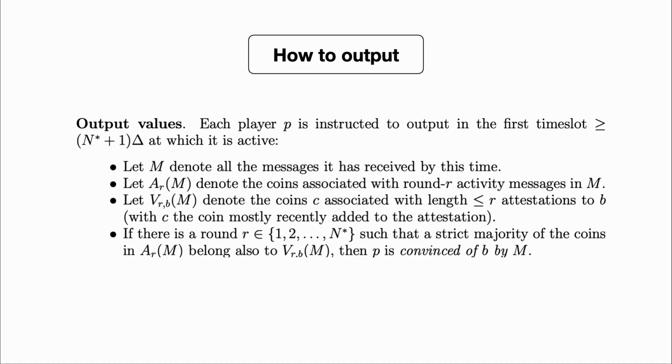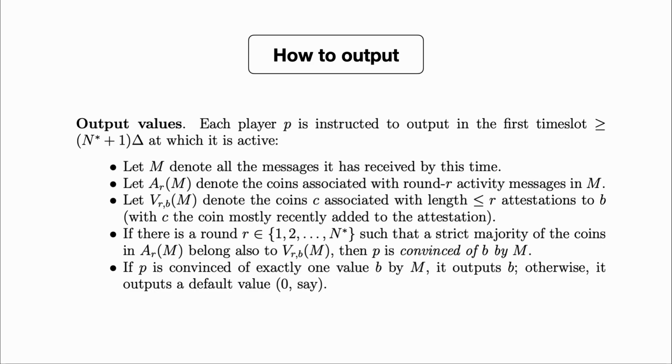Now we're just going to define how we output. So if there's a round r from 1 up to n star such that a strict majority of the coins in A_r(M), those coins who've said they're active in round r, belong also to V_r^b(M), so they've also sent attestations of length less than or equal to r to b, then P will be convinced of b by M. And then if P is convinced of exactly one value b by M, then it outputs b. Otherwise, it outputs some default value, say 0.